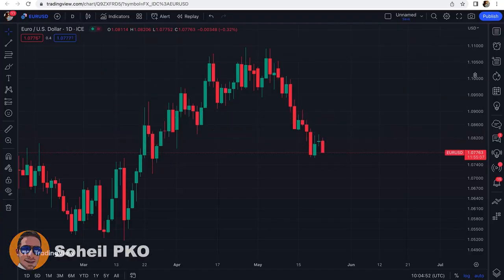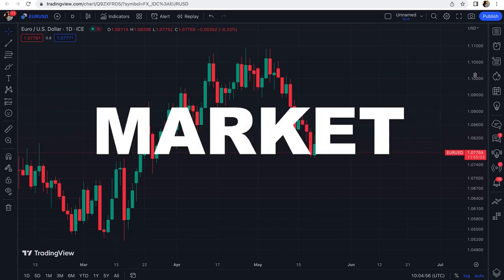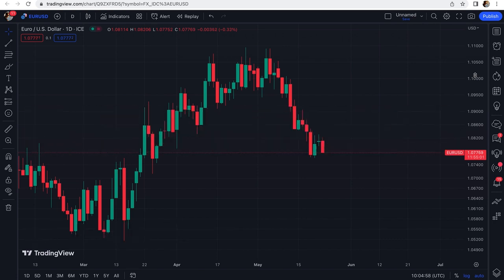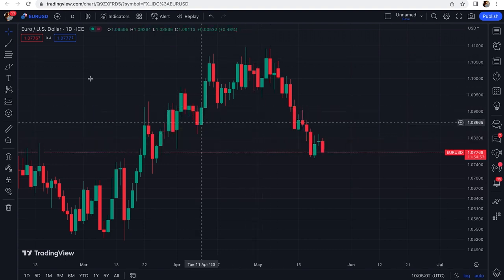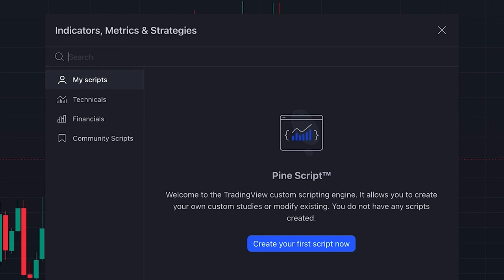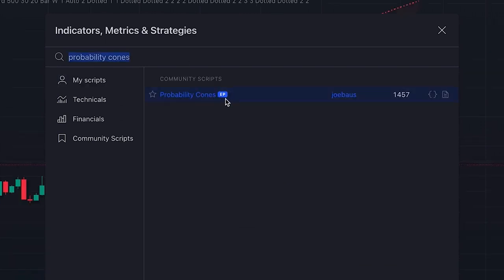Soil here, and today I want to introduce a wonderful indicator on TradingView that forecasts the market future by giving probabilities on the possible movements of the market. To add this amazing indicator to our chart, we click on indicators and search for probability cones. This one, which is an editor's pick indicator, is written by someone named Joe Boss.